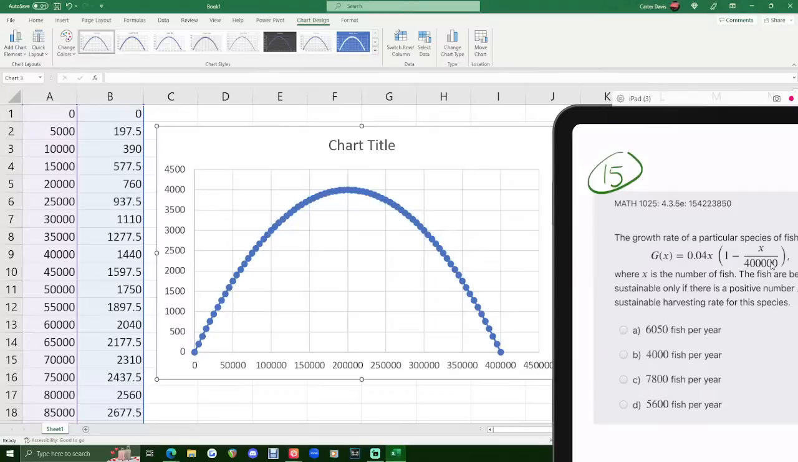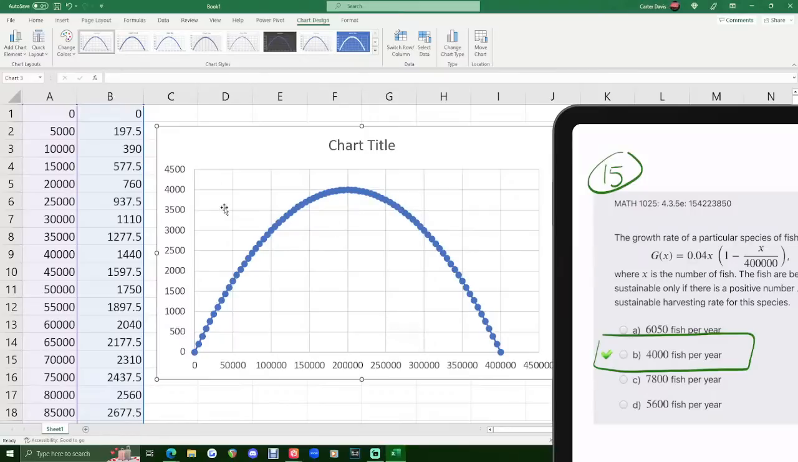There's a reason that 400,000 is there, because it's always halfway between 0 and 400,000 which we will have our max. And our max is 200,000 comma 4,000. Again, we want to know just what the max rate is, and the max rate is given by the y value in this case. So the 4,000 is the y value, so that is our answer. That's all there is to it.